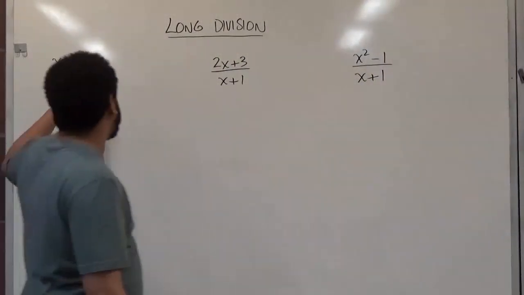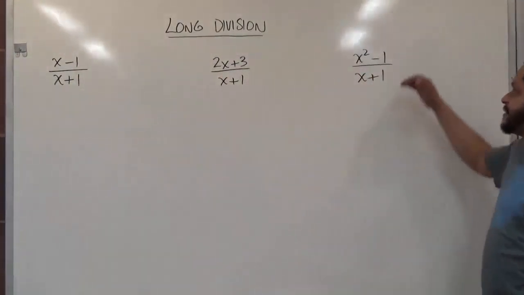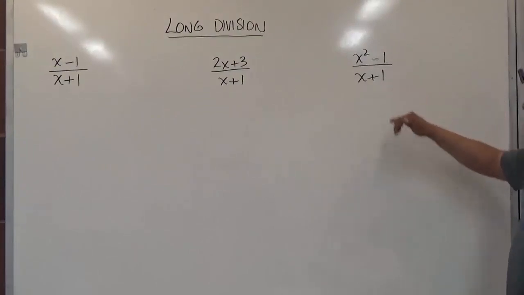On the board here I have three problems that are going to be followed by two different problems. But here we can notice we have x minus 1 divided by x plus 1, 2x plus 3 divided by x plus 1, and then x squared minus 1 divided by x plus 1.